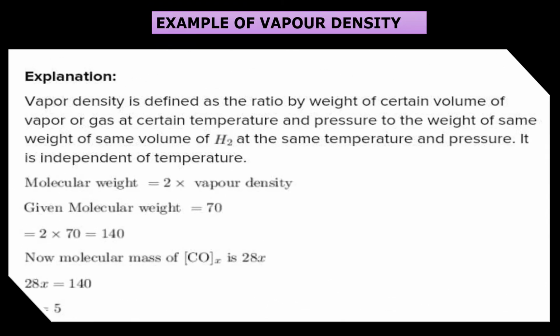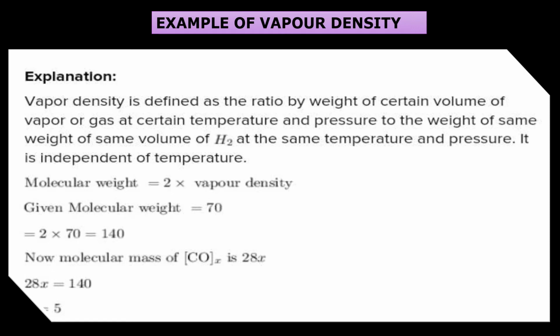Example of vapor density. Vapor density is defined as the ratio by weight of a certain volume of vapor or gas at a certain temperature and pressure to the weight of the same volume of hydrogen at the same temperature and pressure. It is independent of temperature. So molecular weight is equal to 2 into vapor density. Now, if molecular weight is equal to 70, then 2 into 70, that means 140 is the vapor density.